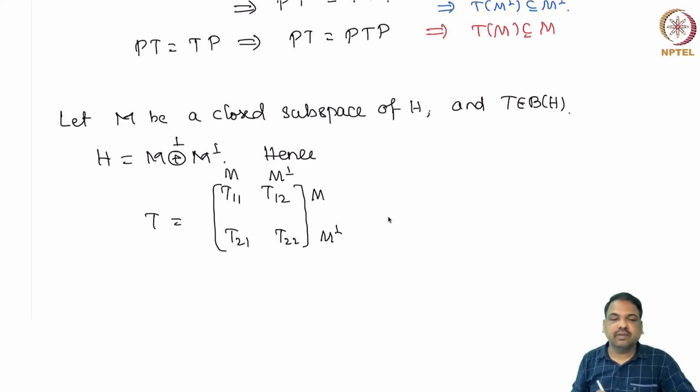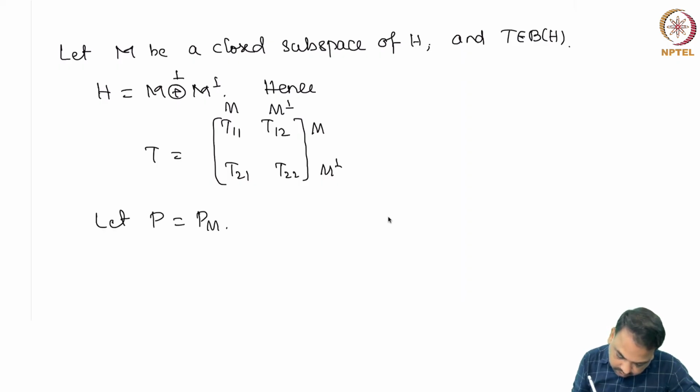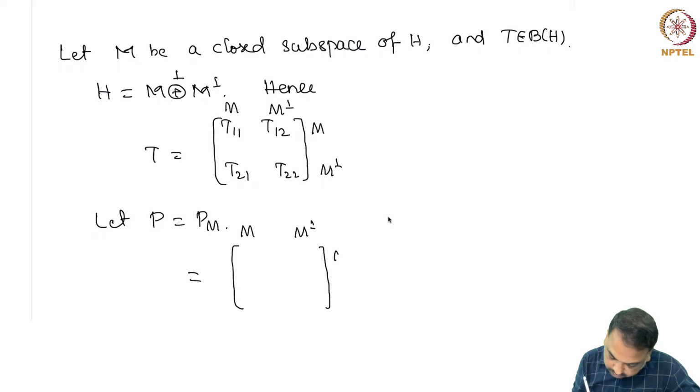That means T11 is a map from M into M, T12 is a map from M perp into M, T21 is a map from M to M perp, and T22 is a map from M perp into M perp. Now let P be an orthogonal projection onto M. Now with respect to M and M perp, we can write down the operator matrix of P also. So P can be written as, here, M, M perp.